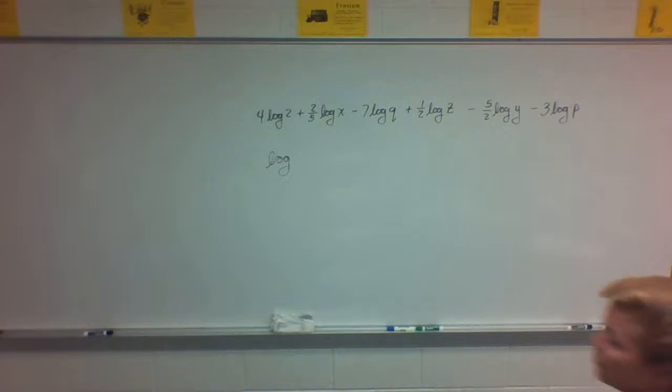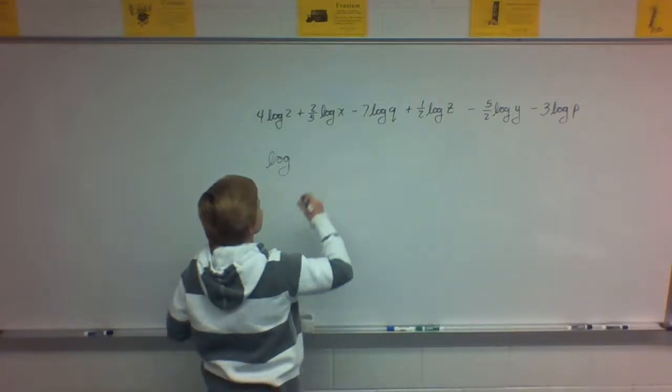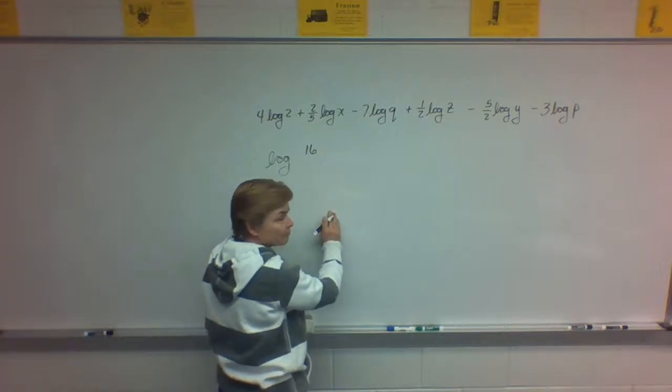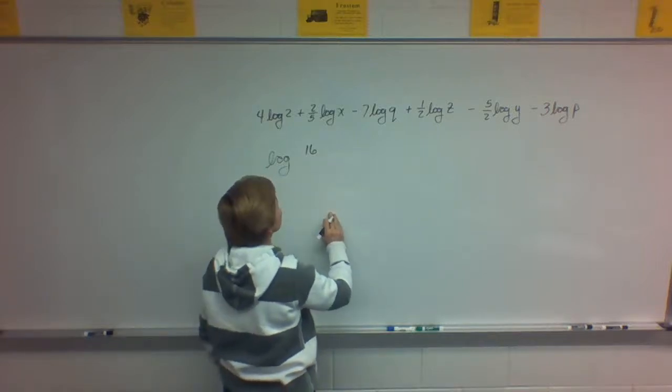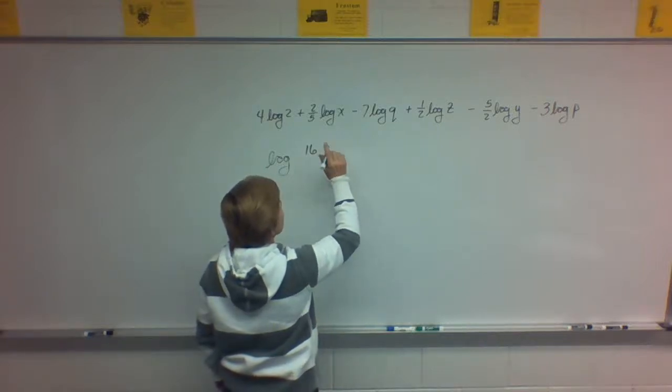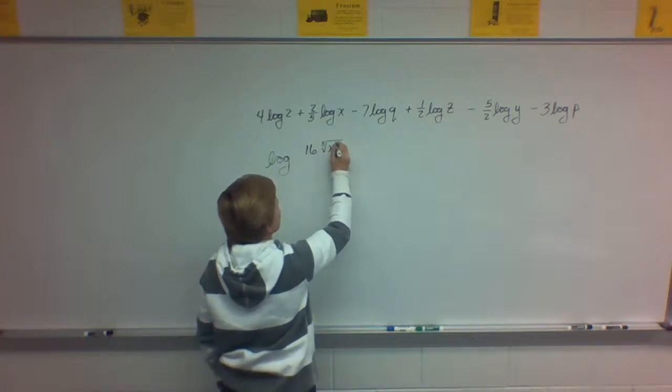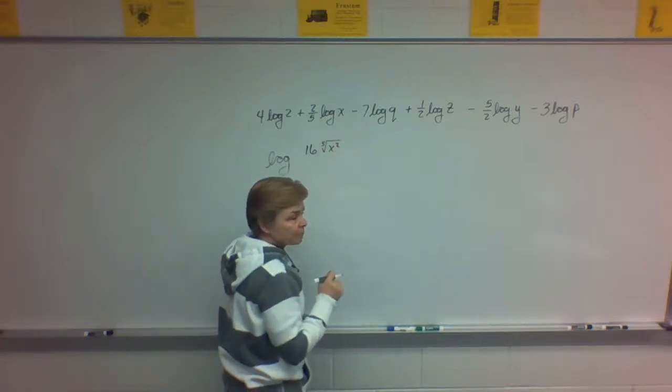Okay, I'm going to write the answer here. Let's see if you got what I got. The first number, in the numerator, is 16. You see that? Everybody got that one? Good. The next one is going to be the 5th root of x squared. Is that right?